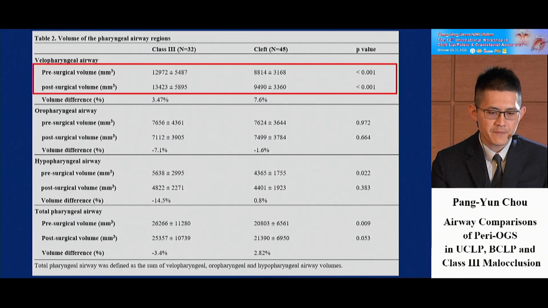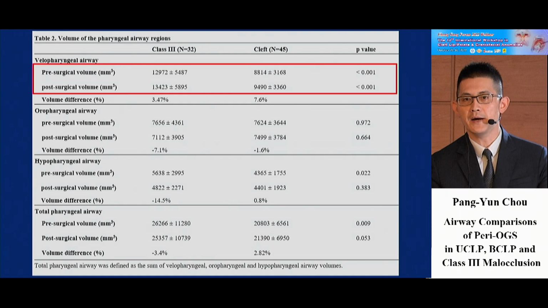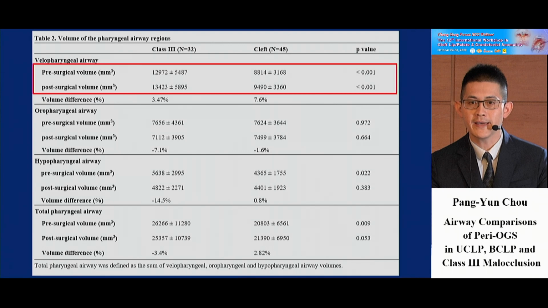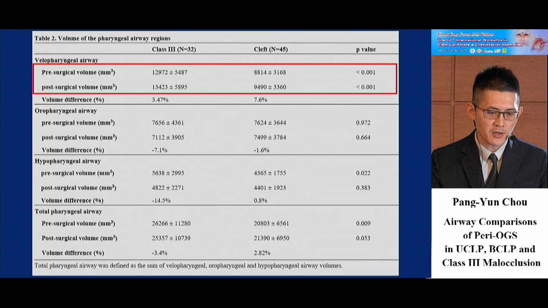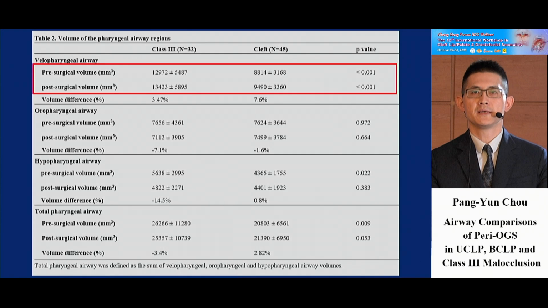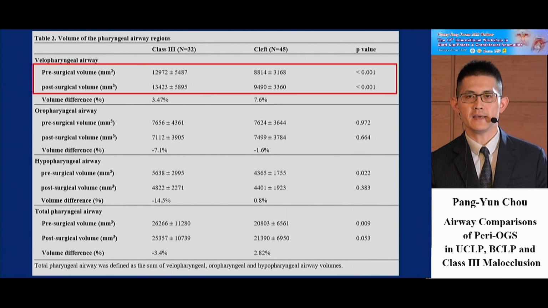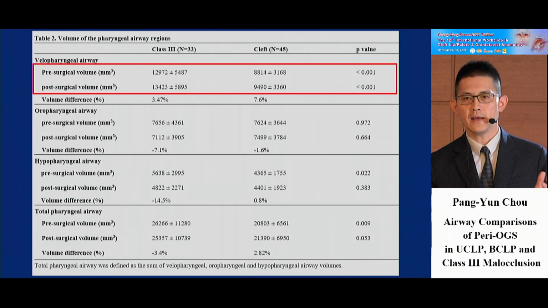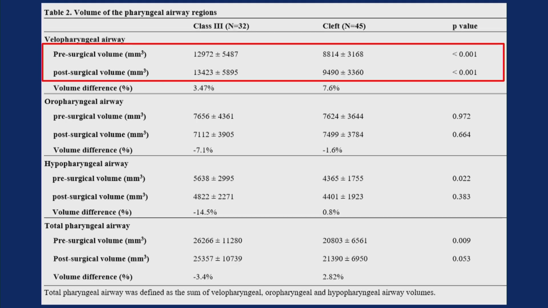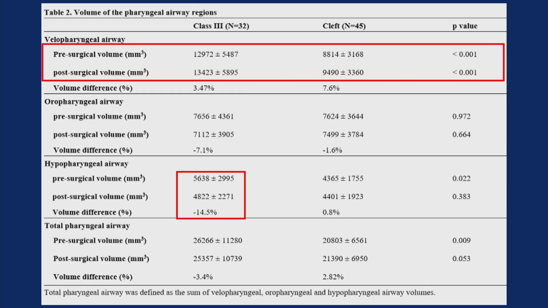But for the class 3 patient and the cleft patient, you can notice here in the velopharyngeal airway volume size, easily to know. For those normal patients, they could present a larger airway even before the surgery or after the surgery. And in the comparison study, of course, they show the significant difference between the non-cleft and the cleft patient. And then we have to notice that over the hypopharyngeal airway, the volume is significantly reduced in the patient of the class 3 malocclusions.